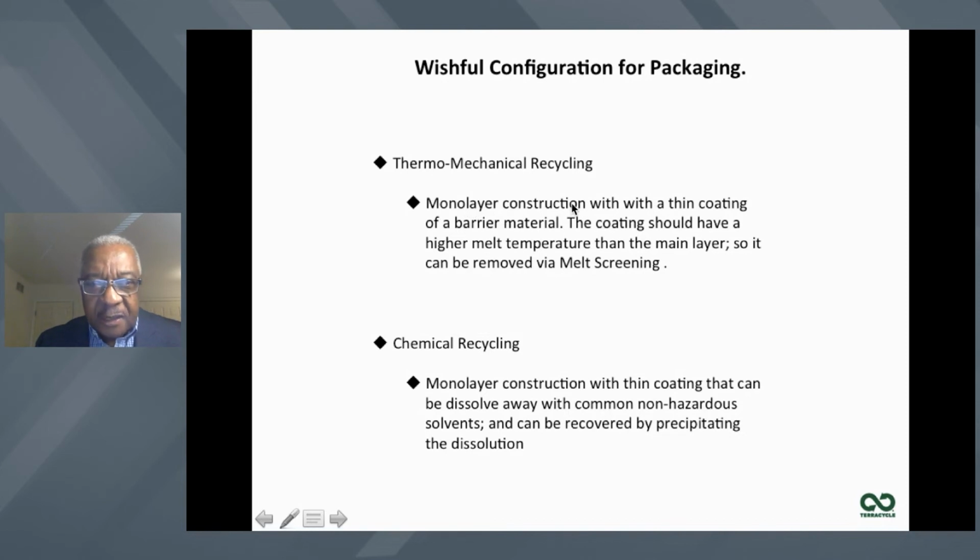Using a monolayer construction with a thin coating of barrier material to make sure all the barrier properties are in place. The coating should be a higher melt temperature than the main layer, so it can be removed via melt screening. Now, this is kind of what people who run extruders and try to recycle materials with the thermomechanical system would really love to see, because that means the amount of recycling done right now would improve considerably. Bear in mind, thermomechanical is right now the leading form of recycling that you have globally.